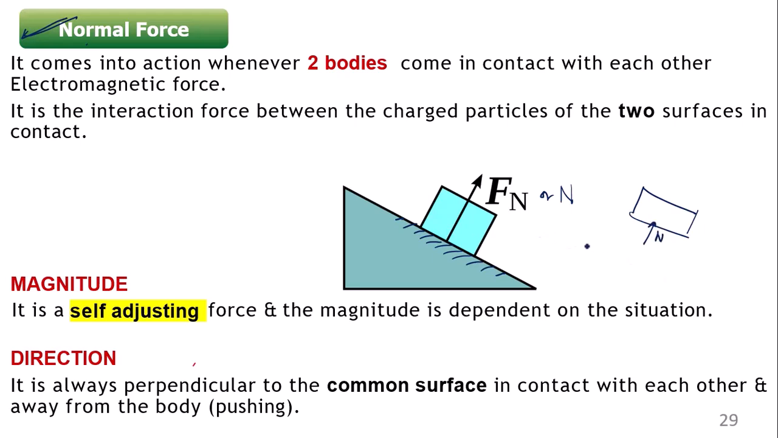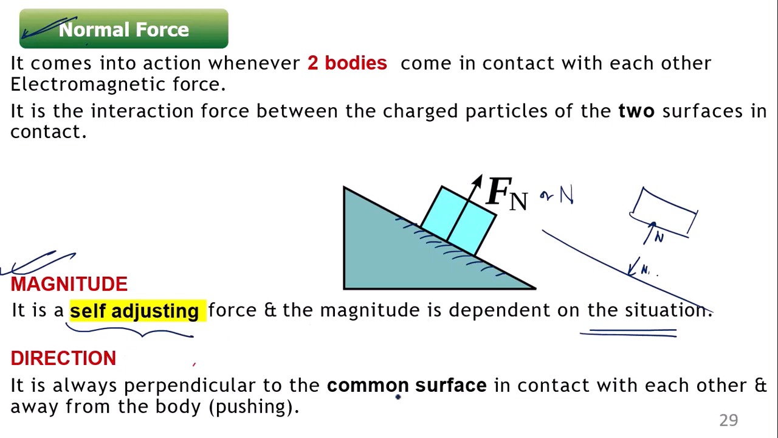It is trying to push the body. Similarly, on the inclined plane, N should be in the opposite direction. These two are an action-reaction pair: one N is acting on the block, another N is acting on the inclined plane. The magnitude is a self-adjusting force, meaning the value can be varied. So far you don't consider the variable normal force; you only consider it constant in magnitude. But it can change its value depending on the situation.